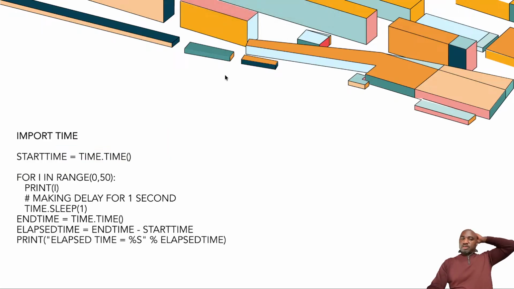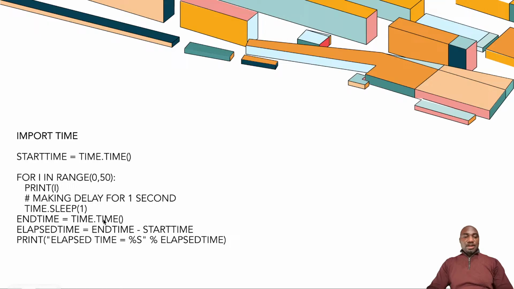So import time, start time equals time dot time. Okay. For i in range 0, 50. That's telling us our start and stop place. Print i, making delay for 1 second. So if I want it to be 1 second, I'm going to go time dot sleep 1 second, right?